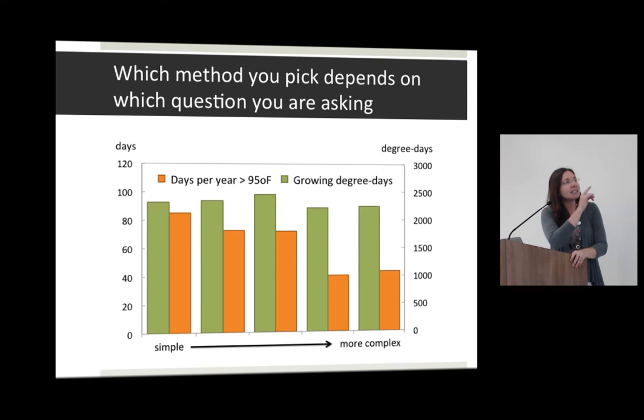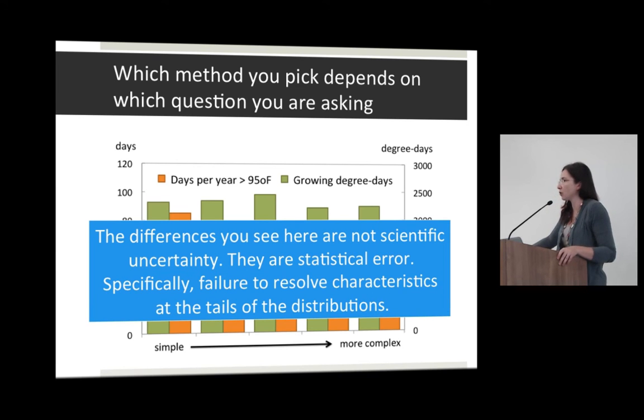Why? Because simple methods don't resolve the tails of the distribution. So what you're looking at here, the differences here, are not scientific uncertainty. You shouldn't say, oh, well, if I'm doing temperature extremes, I should use a lot of different methods. No, what you're looking at is the fact that simple methods aren't ever meant to do extremes, because they're not built to do that. All right, bottom line on downscaling.